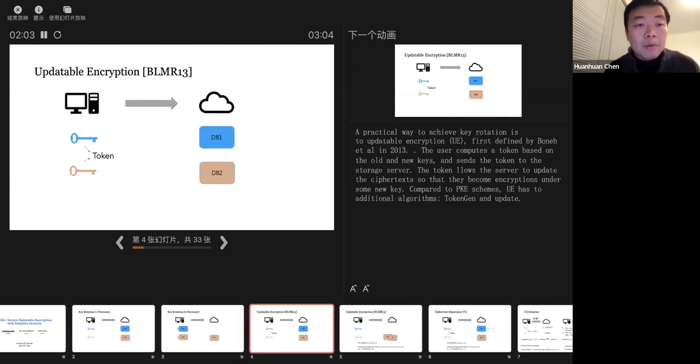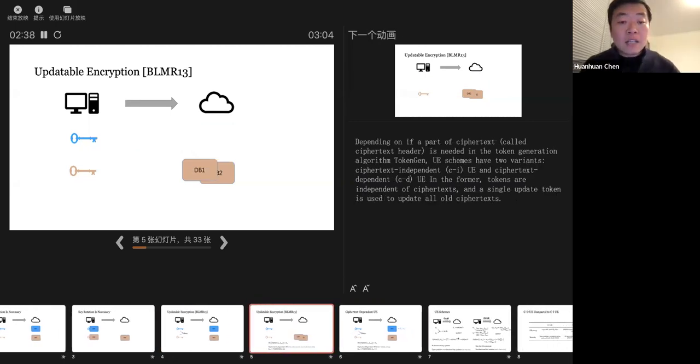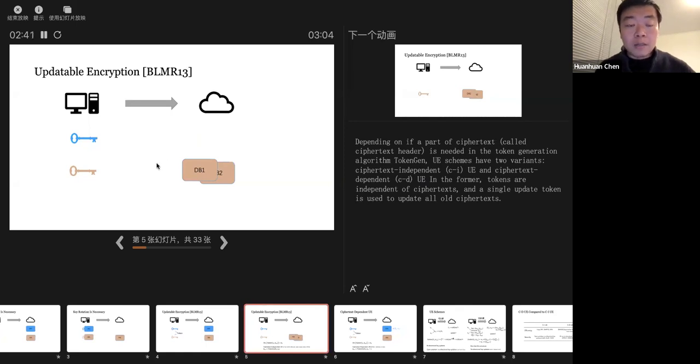So updatable encryption proposed a practical way to deal with this. How does it work? Instead of downloading all the previous ciphertext, it generates a token from the previous key and also the new key. With the token, the server itself can achieve the update process, such that the updated ciphertext can be decrypted by the new key.